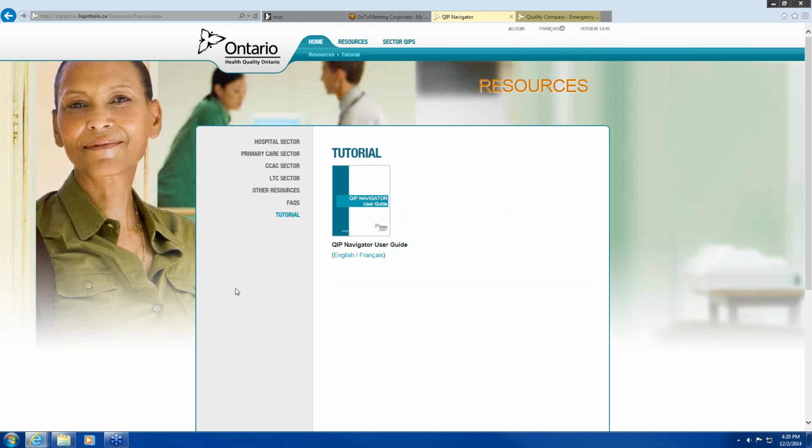As well, there is a tutorial or a user guide to Navigator, which takes you through with lots of pictures and descriptions on how to do a quality improvement plan. So more on the technical than on actually the quality improvement.